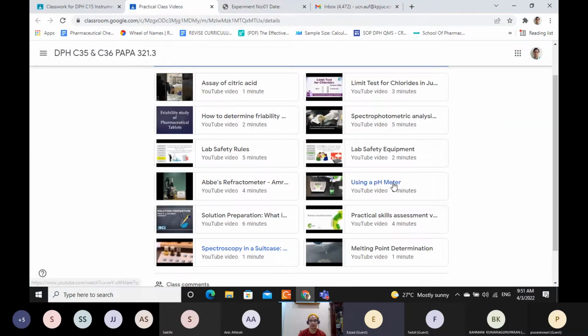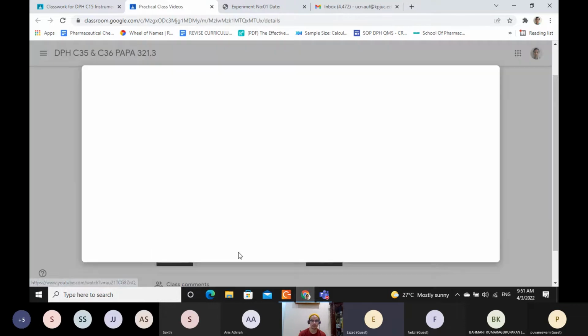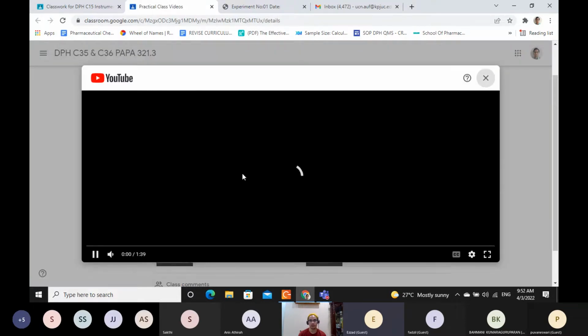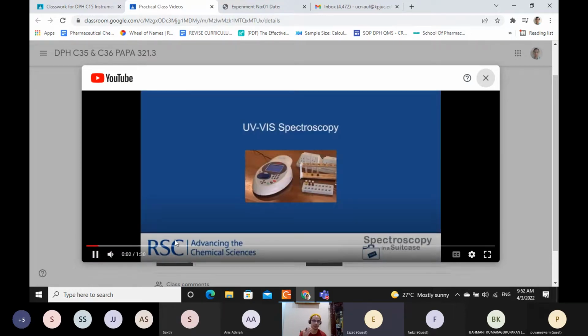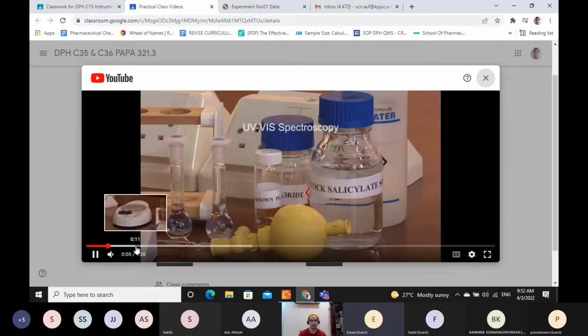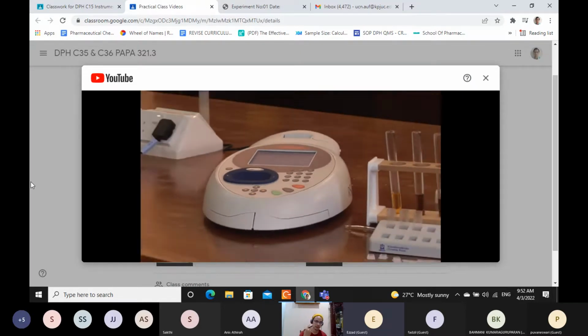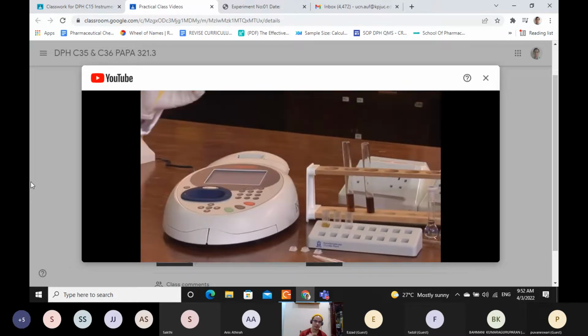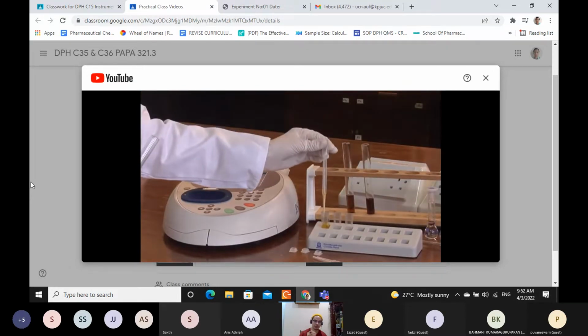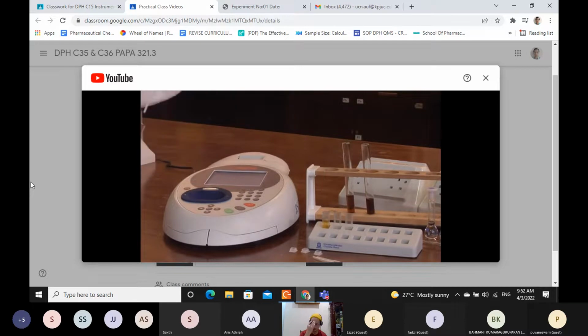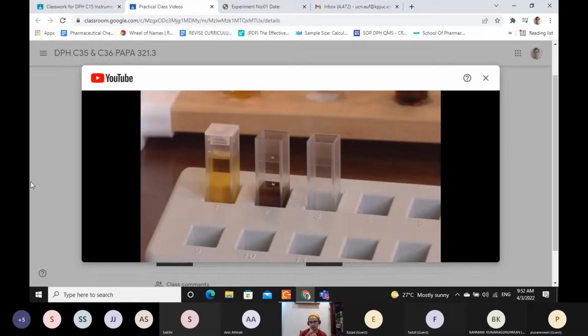This is the one yang saya tunjuk tadi. So dalam video, this 1 minute video, it shows how to operate a UV visible spectrophotometer. So dalam this video, dia cerita kamu mesti prepare a solution. Okay, you have to, whatever samples you have, tablet ke suspension ke apa ke, you have to dilute it into a solution so that this instrument boleh function as efficient.